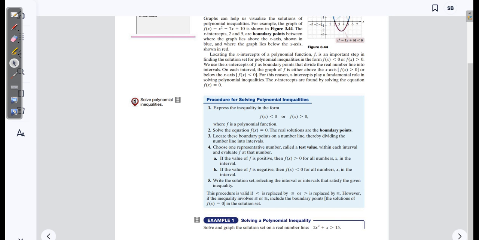Okay, so example 1, we need to solve the polynomial inequality. So what we're going to have to do here is move everything to one side. So I'm going to go ahead and rewrite this by moving everything to one side. Something like that. All right, and then next we're going to factor.